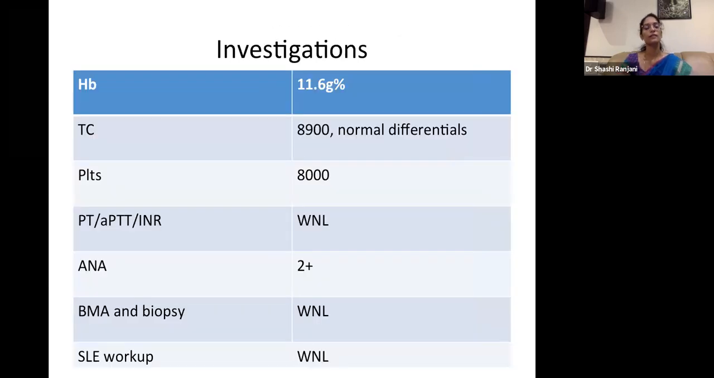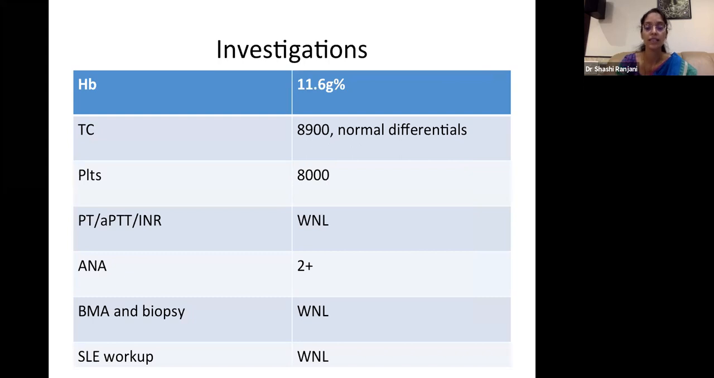So these were her investigations. The hemoglobin was 11.6. She was not anemic, I mean, she was borderline. Her total count was normal. There were normal differentials. And then the platelets were again 8,000. So this is again a child with thrombocytopenia.